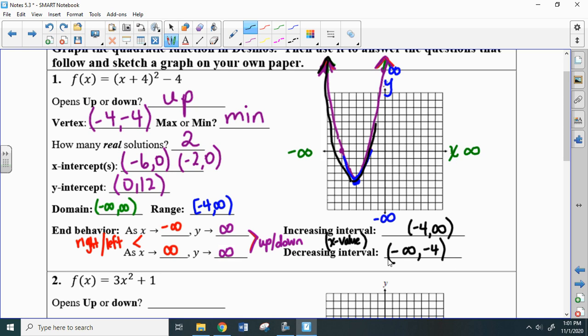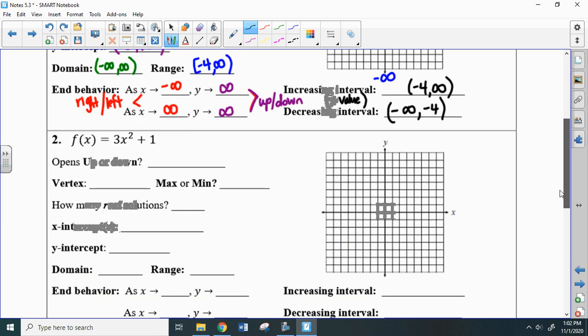So remember, we've done this before. You just figure out which one's happening first, and next to that word, increasing or decreasing, you start with negative infinity, and you stop at the vertex. Then whatever one happens second, you start again at the vertex, and you always put positive infinity with that one, because we're talking about left and right, not up and down.